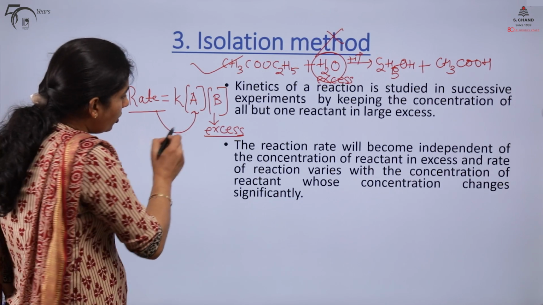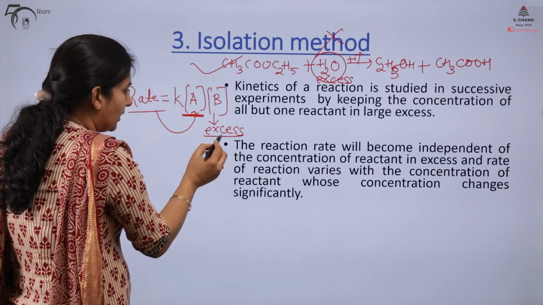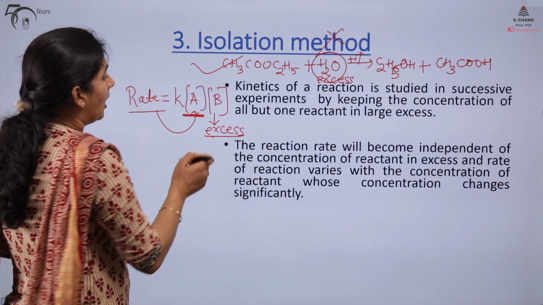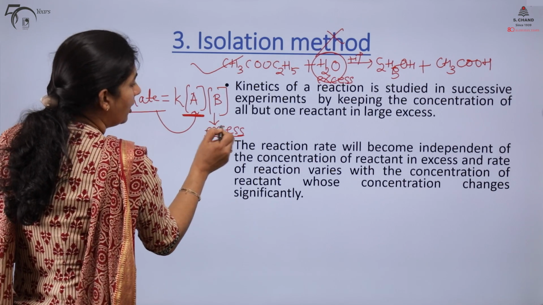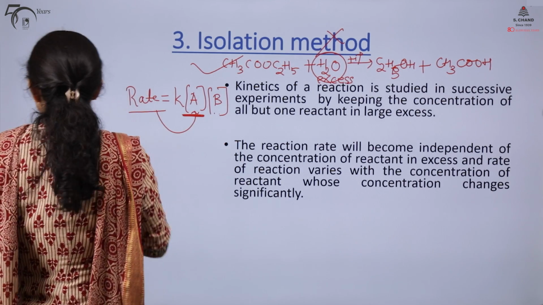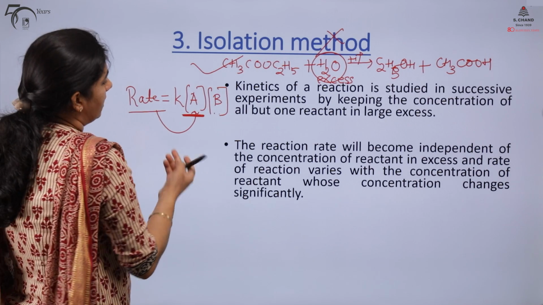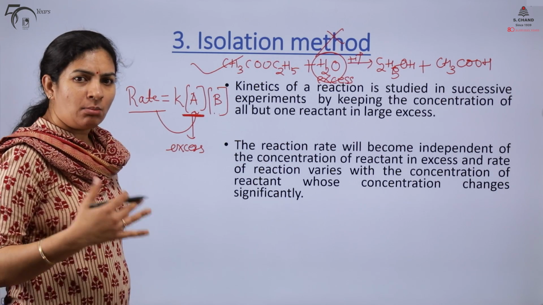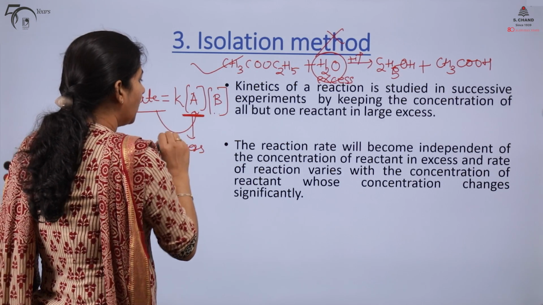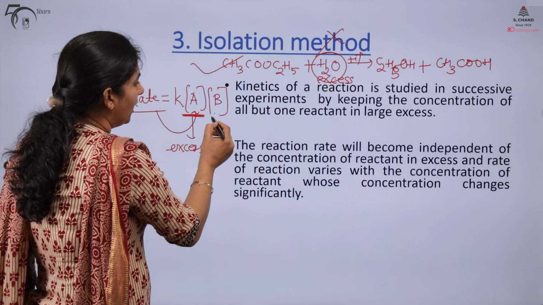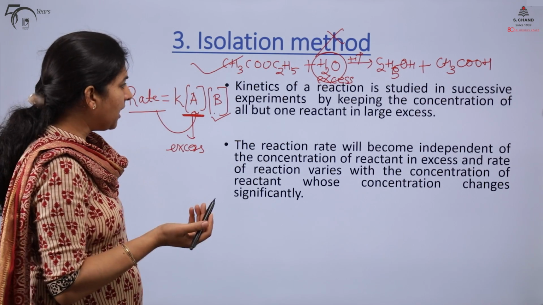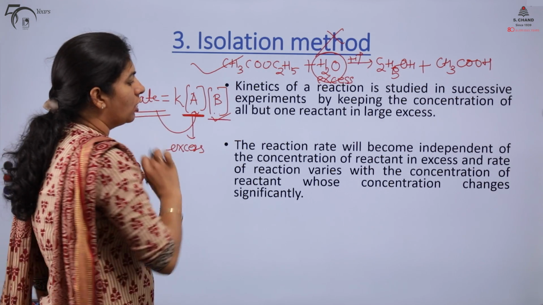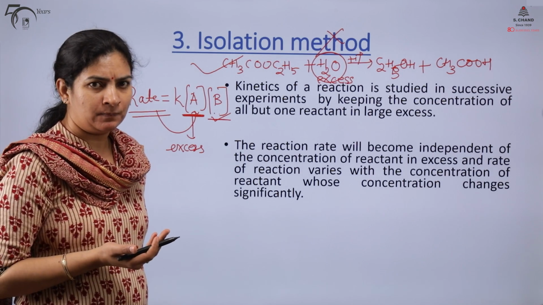So in order to determine the order with respect to A, I keep B in excess, and then in the next set of experiments, what will I do? I will change this. So in the first step, I will find out the order with respect to A, and then in the next go, I will keep A in excess. And then my rate of reaction would not depend upon the concentration of A, but will only depend upon the concentration of B, and therefore I can find out how it depends upon the concentration of B, right?